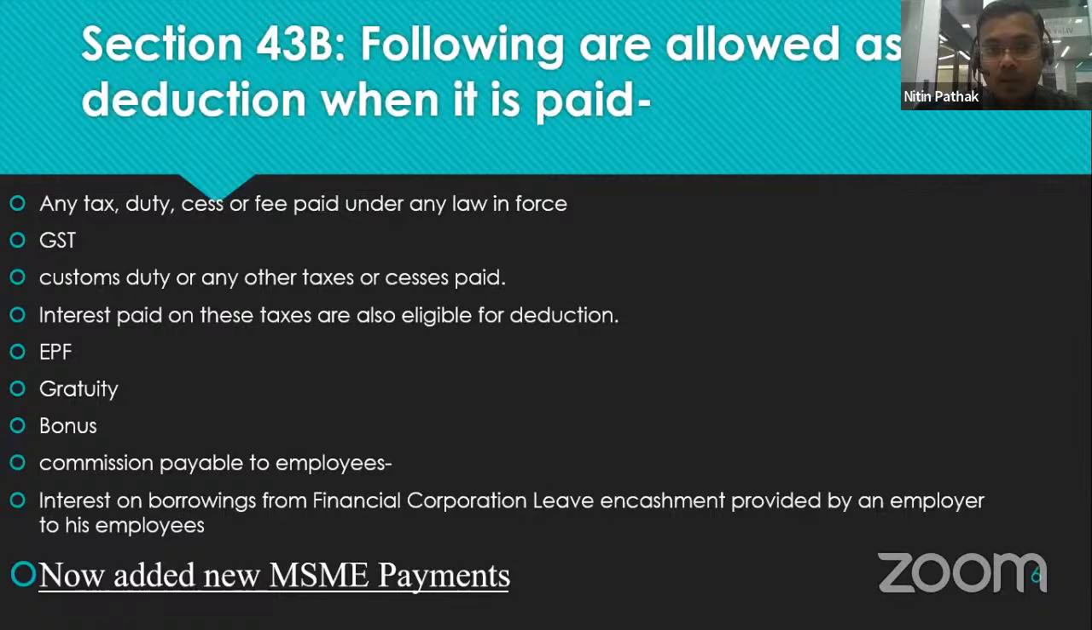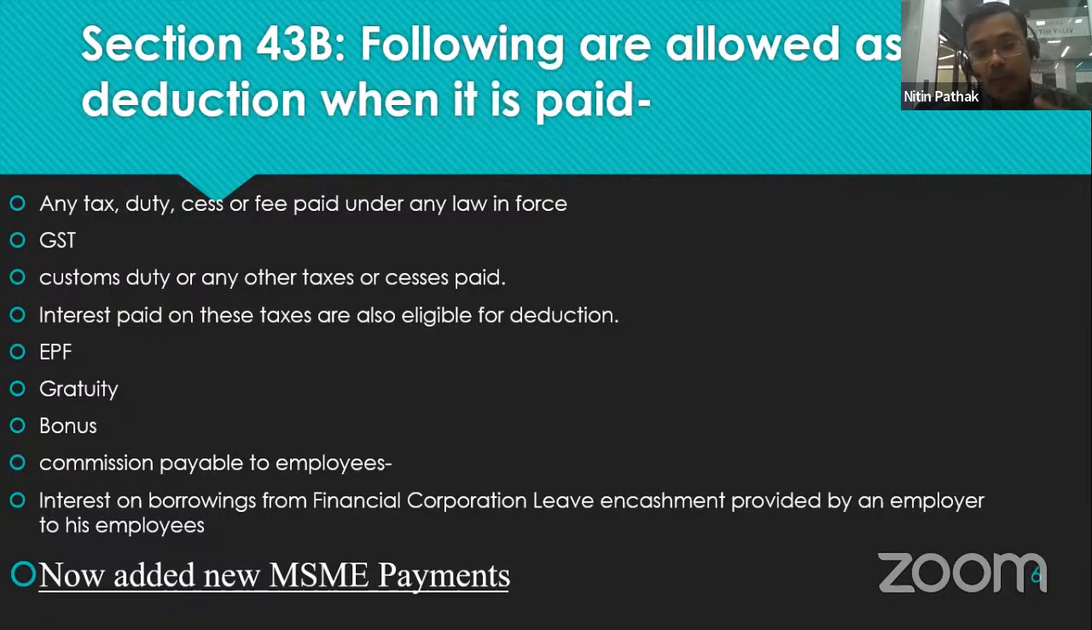Okay. First, Section 43B. Following are the allowable deductions as of now under 43B: any tax, duty, statutory dues like GST, customs duty, or any other taxes, interest paid on taxes, EPF (Employee Provident Fund), gratuity, bonus, commission payable to employees, interest on borrowing from financial corporation, leave encashment provision, and now one more added is MSME payment. As of now, what happens? If you accrue all these expenses on 31st March and make payment after the end of the financial year and before filing return, they are allowable under Section 43B.